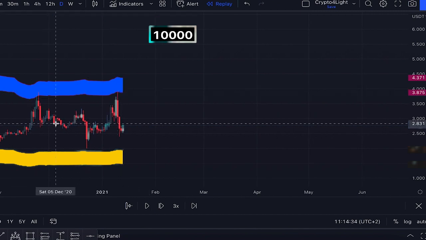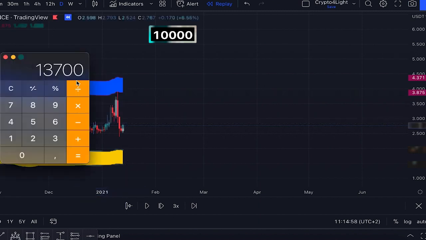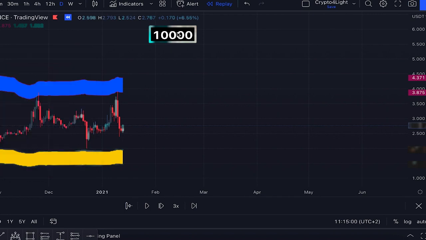So we count, so here our entry point, and we got 37% profit. And now we have 13,700. Now we wait at the buy line or fundamental price.